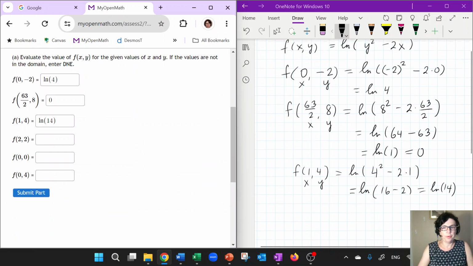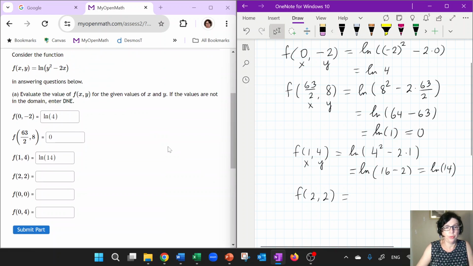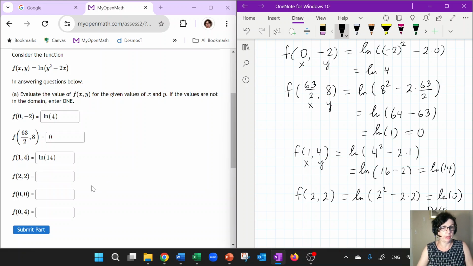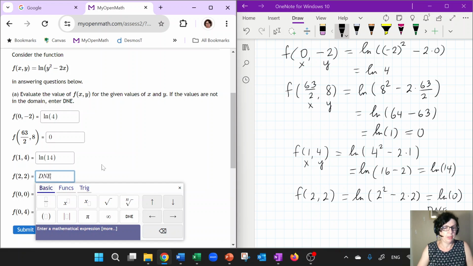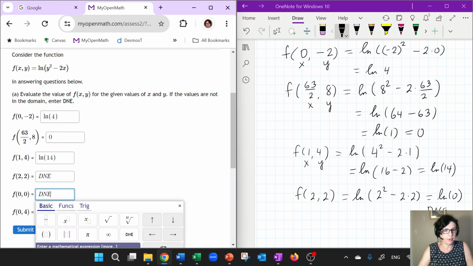So now f of 2, 2, what happens with that? We're substituting 2 for x and also 2 for y. We're going to wind up with log of 2 squared minus 2 times 2. Well, that is log of 0. So you should know that that is undefined. A natural log of 0 is undefined. So this will just be D and E. Now, f of 0, 0, I'm just going to do it in my head, is also going to give me log of 0, which is also undefined.